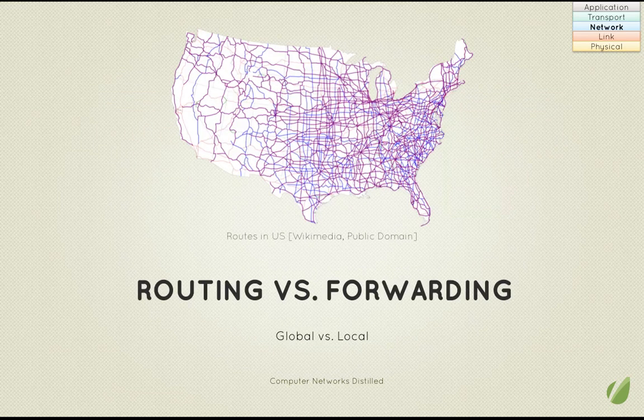The next thing we need to think about is the difference between routing and forwarding. Routing, as we've said, is the process of determining the route taken by packets from source to destination over multiple hops. Routing is a very global mechanism. In contrast, forwarding is a very local mechanism. It's the process of moving packets from a router's input to the appropriate output link. So routers do both of these processes. Routers route and routers forward. In this lesson, we're going to be most interested in how routers do routing.